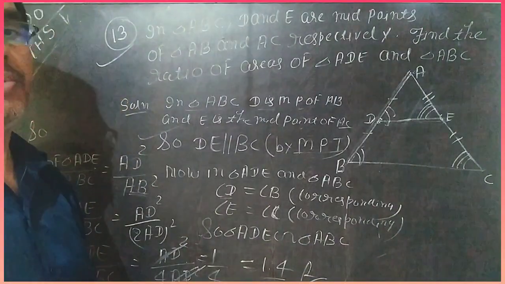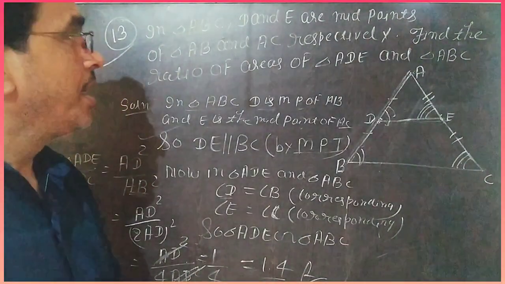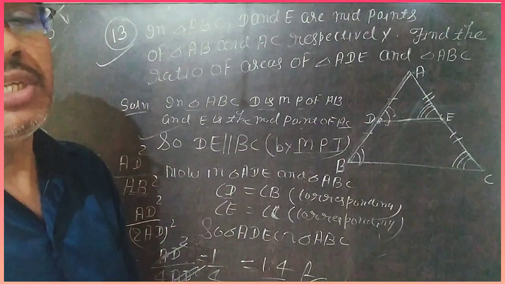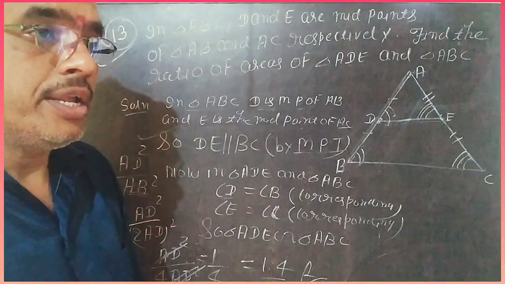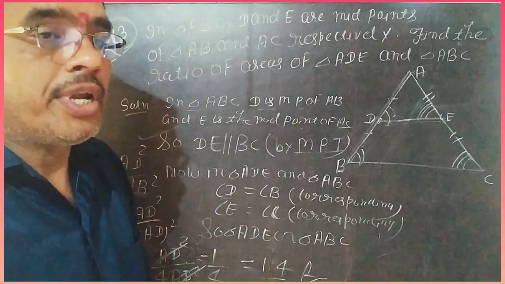Remaining questions of this exercise, there are 13 questions. I solved 6 or 7 questions. The remaining 5 or 6 questions you solve by this method, and if you have any problem then ask me by text.